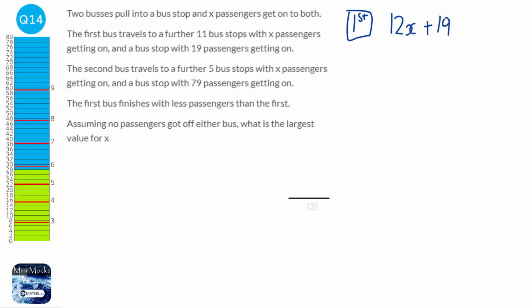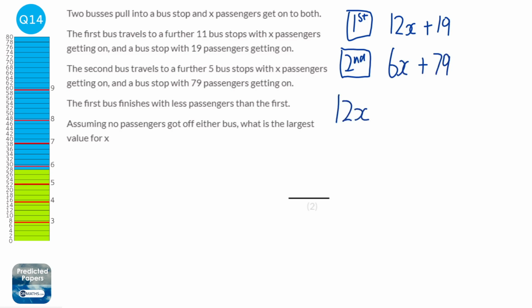Now for the second bus, well, we start with X and a further 5X come on, because 5 bus stops with X passengers, so that's 6X altogether. And then 79 get on. And it says the first bus finishes with less passengers than the second. So the first bus finishes with less. And the way we show that is with this inequality here.